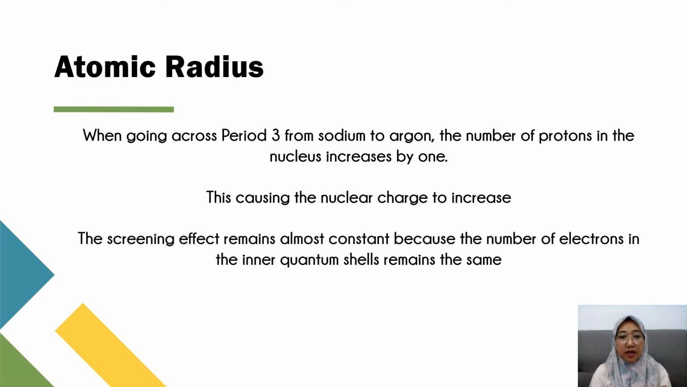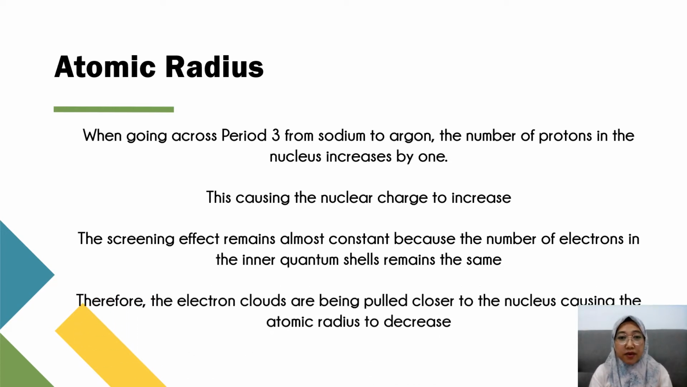Next, the screening effect remains almost constant because the number of electrons in the inner quantum shells remains the same. Okay, disebabkan ini kita bincang period 3. So in period 3, all elements have 3 shells. Okay, the same number of shells. Okay, for the first shell and second shell, the number of electrons is the same. Okay, the difference is in the outer shells. Okay, that's why the screening effect remains almost constant.